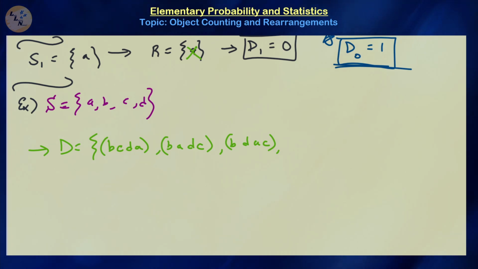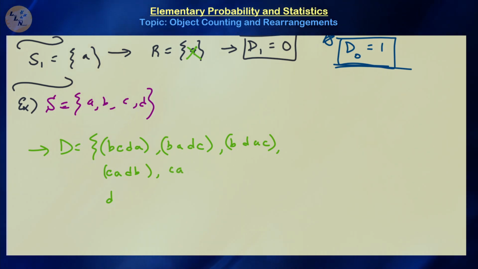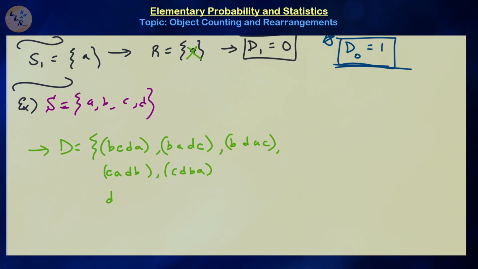We could also move C into position 1, and we could also have D in position 1. So let's figure out all of those. So we could have C, A, D, B, C, A, B, and D. But wait a minute, you can't have D in the last position, so that wouldn't work. So what would be the others? C, D, B, and A. C, D, A, and B.